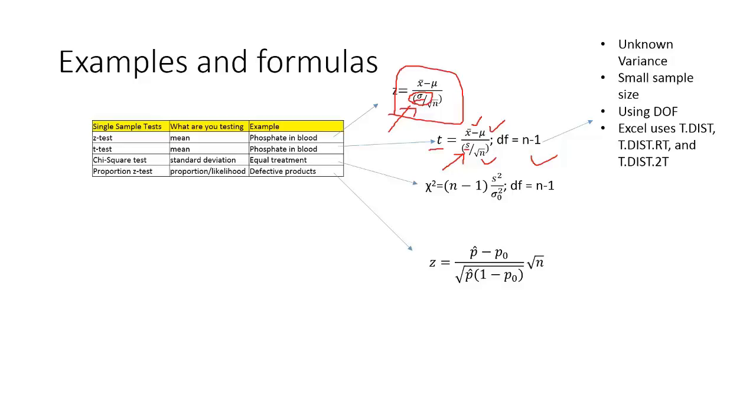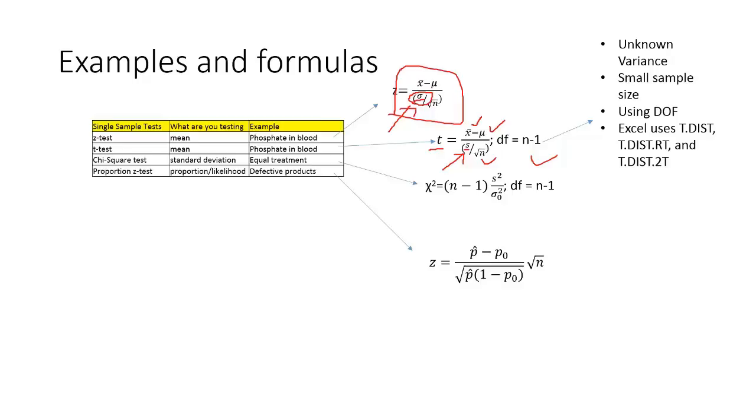But to keep things really simple, you can just follow the simple rule. If you know the variance, just use the z. If you don't know the variance, just use the t, and that should keep you clear.